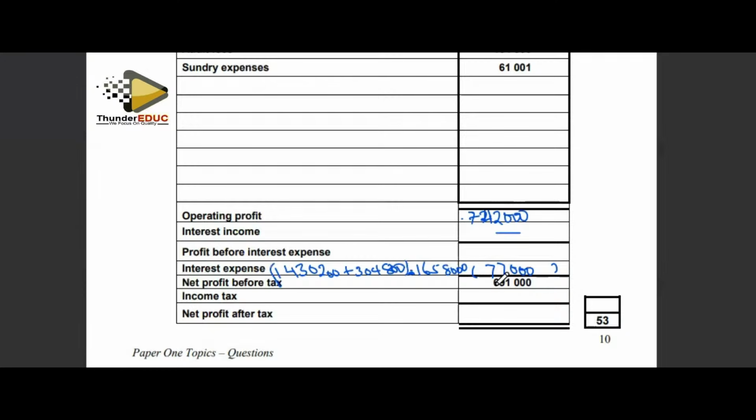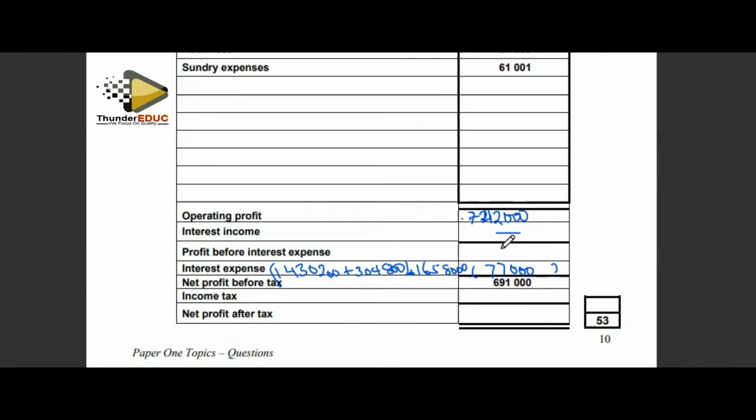Now, remember, we are given this. Now we have to work backwards to determine the profit before interest expense. Then when we get the profit before interest expense, we shall subtract it from this to get the balancing figure, the interest income, which they talked about. So remember, to get net profit before tax, we have already subtracted this, the 77,000, to come to 69,000.